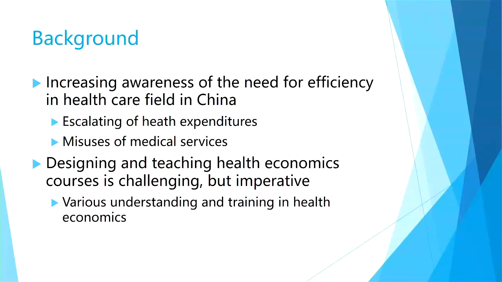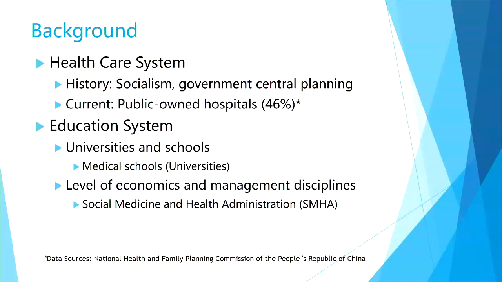However, there's a challenge in teaching and designing this health economics course, because there are various understandings and trainings in health economics. And also, as I mentioned earlier, the healthcare system and the education system are very different. As you might know, before 1978, before the economic reform, China was more like socialism, with more government central planning. And even right now, most of the hospitals are owned by the government, as before 1978. Although public-owned hospitals represent less than 50%, that is the number of hospitals.